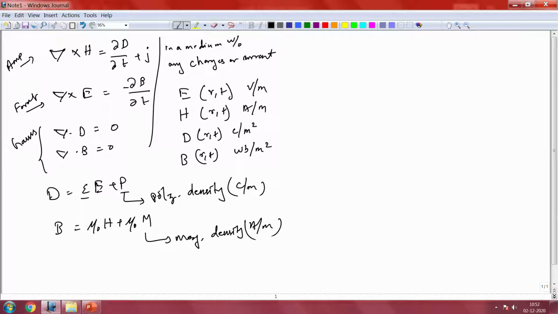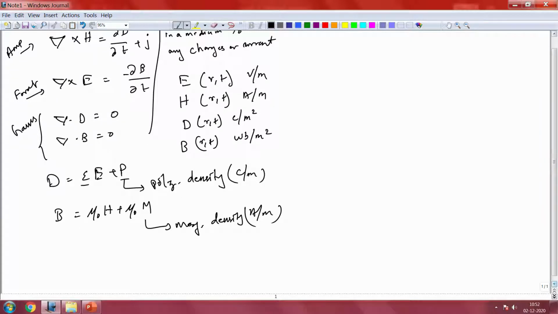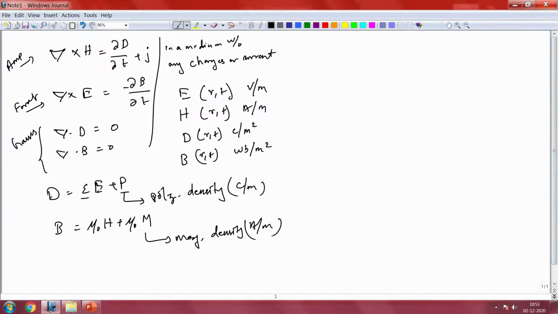Mu naught and epsilon naught are the free space permeability and permittivity that you might have already studied in your basic courses, so we do not have to go into details of that. This is how you can represent electromagnetic wave propagation.